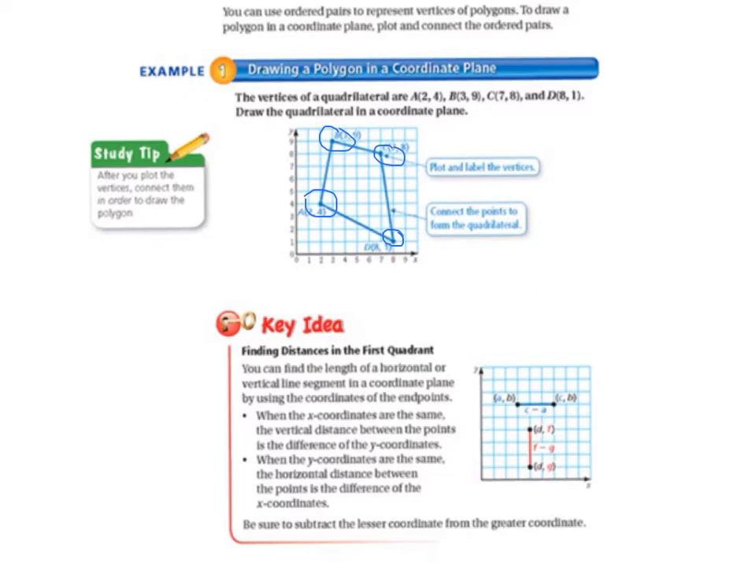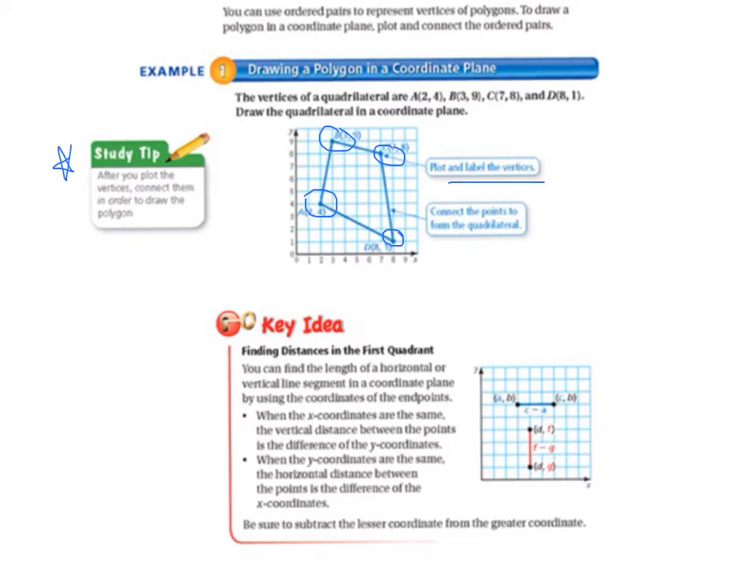So when whoever was doing this did this, they plotted and labeled the vertices, and then they connected the points to form the quadrilateral. You'll notice how straight their lines are. That means that a ruler was used to make sure that everything came out straight. Let's look at the study tip. It says, after you plot the vertices, connect them in order to draw the polygon.